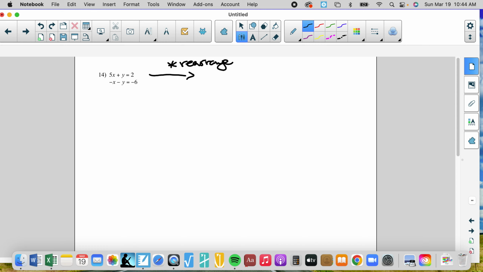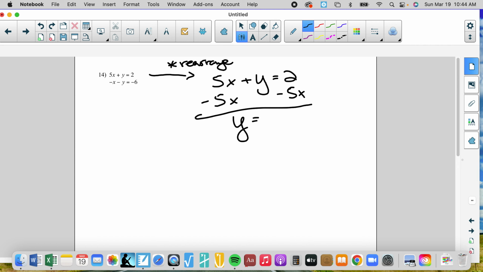So I'm going to take this top equation because this looks like the easiest to rearrange. I'm going to solve for y because when we use the substitution, you want to solve for a variable in terms of the other variable.